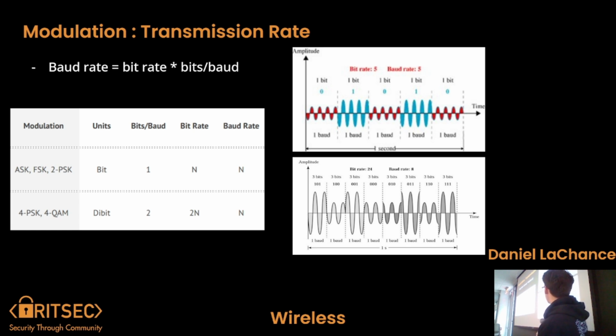Other than that, though, say you have 2 frequencies that you're modulating on. If you have, say, 100 megahertz and 110 megahertz, that's just a 0 or 1, so that means that your number of bits per baud is only just 1.